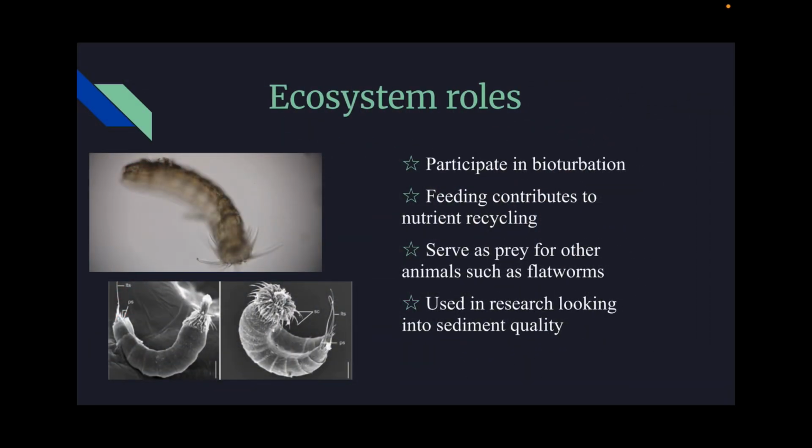Ecosystem roles and how they're relevant to us. Because Kinorhynchs live and move through sand and sediment, they help mix those sediment layers, which is known as bioturbation, and it helps with oxygen penetration and nutrient cycling. They can also be used as bioindicators to determine the sediment quality, since they tend to be sensitive to it. They also eat microorganisms like algae or bacteria, which help organic matter decompose, and it contributes to nutrient recycling. Along with the fact that they serve as prey for other animals such as flatworms, it makes them an important part of the food chain, especially the marine food chain.